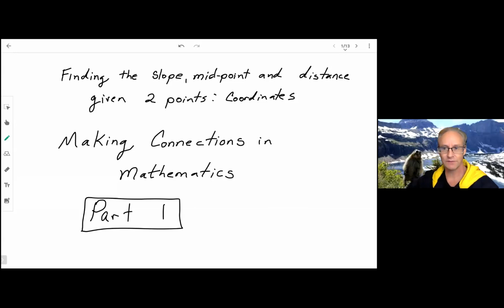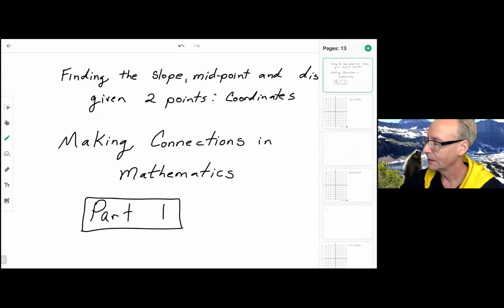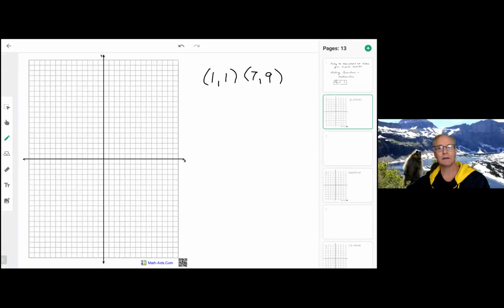Anyway, let's get started with our first example. I was going to do these all at once, but I'm going to make it in 3 parts. So it's going to have part 1, part 2, and part 3. Hopefully you'll stick with it and try all 3 parts. And let's get started. Our first example is right here.